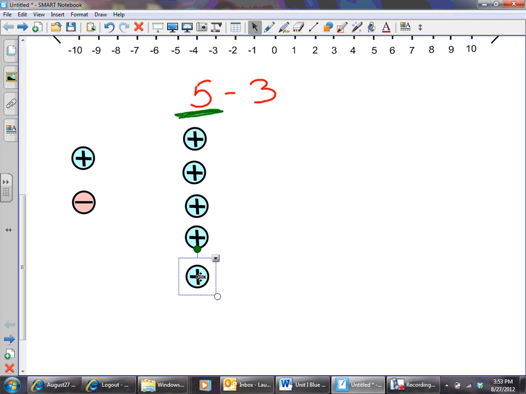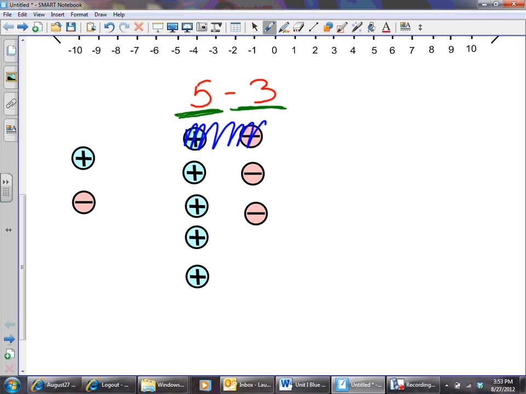And then, over here, I have 3 negatives. Well, I'm going to take 3 negatives. Now, if you know what positives and negatives do to each other in math class, it's not the same in science, but positives and negatives in math class cancel each other out. So you see, this positive and this negative cancel. This positive and this negative cancel. This positive and this negative cancel. What's left? 2 positives, or positive 2.